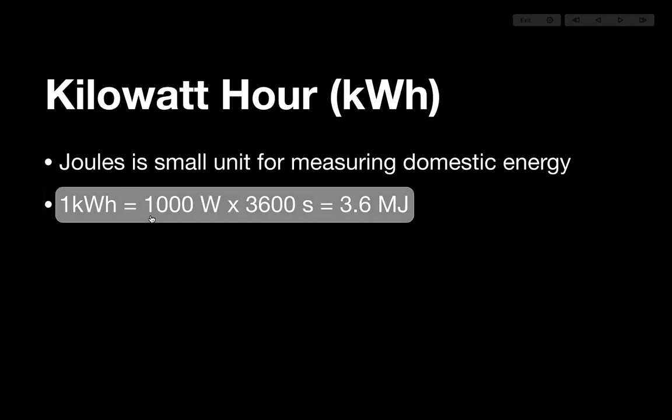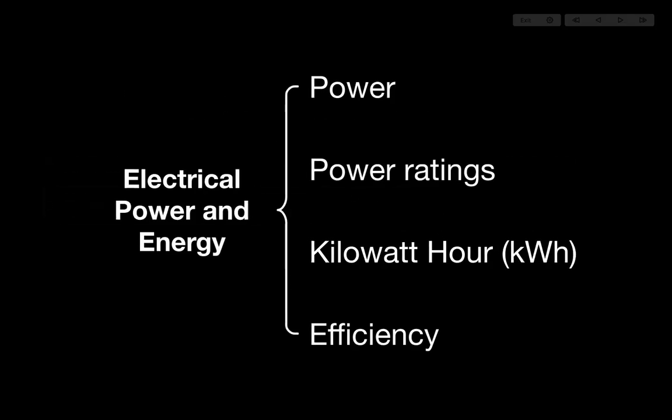So 1 kilowatt hour is 1000 watts of power consumed for 3600 seconds, or 1 hour. That is about 3.6 megajoules, so 1 kilowatt hour is equal to 3.6 megajoules of energy. That's useful, as you will have the kilowatt hour coming up time and again in different mathematical equations, and it's just the normal terminology that you would even find on your electricity statements.